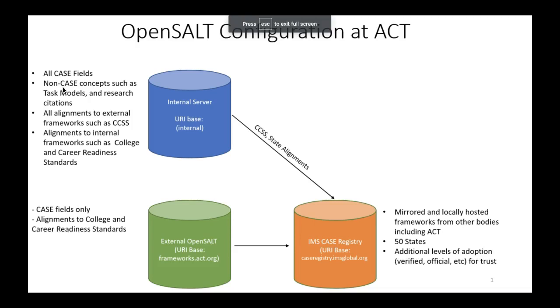Welcome to this brief explanation of how ACT is going to use the IMS Global Case Registry in production. So first, a brief explanation. We do have our internal server where our SMEs, or subject matter experts, are busy making additions to the holistic framework and other ACT-owned frameworks. And then we have all the information that you see here on the left in there, and then we port some of it out to the external server about once a year. That's how it's been working.